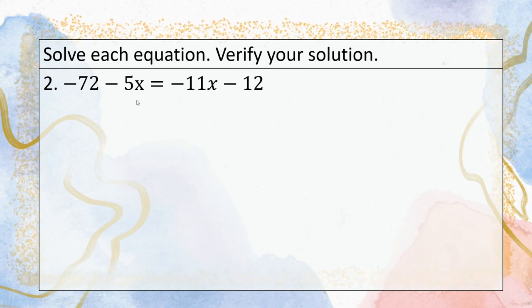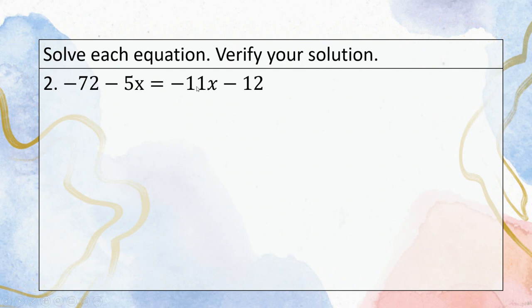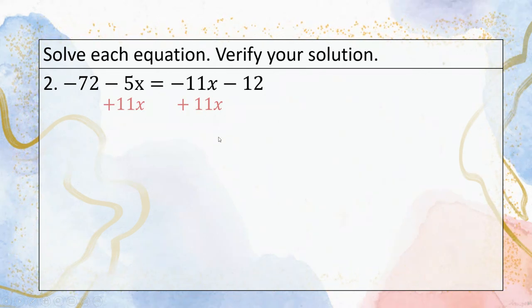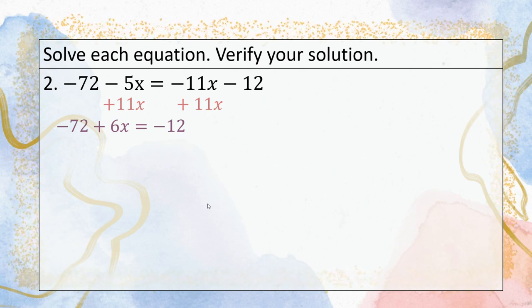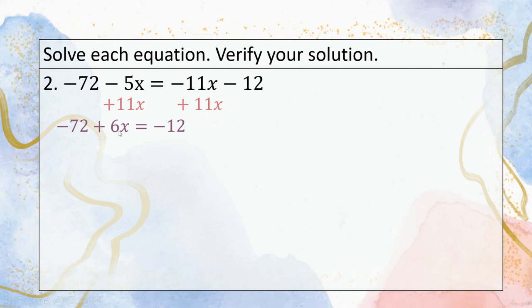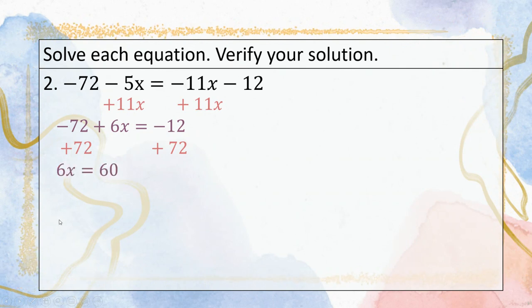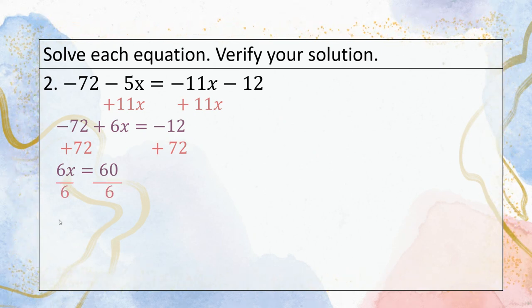In number 2, I've got negative 5x on the left, negative 11x on the right. Negative 11 is smaller than negative 5. So I'm going to add 11x, get rid of the x's on the right, which gives us negative 72 plus 6x equals negative 12. And then I'm going to work on isolating this x. So I'm going to add 72 to both sides, which gives us 6x equals 60. And then I'm going to divide both sides by 6, so I get x equals 10.